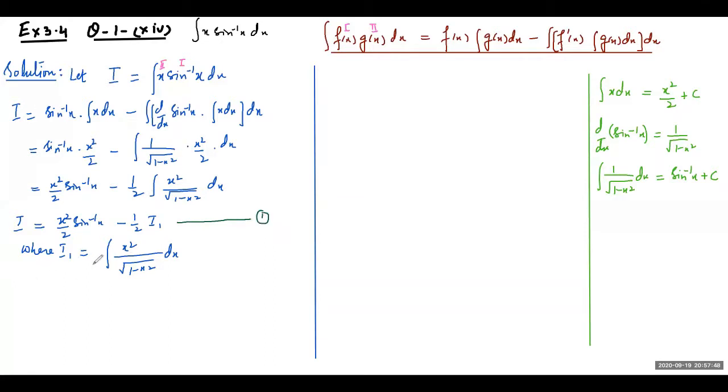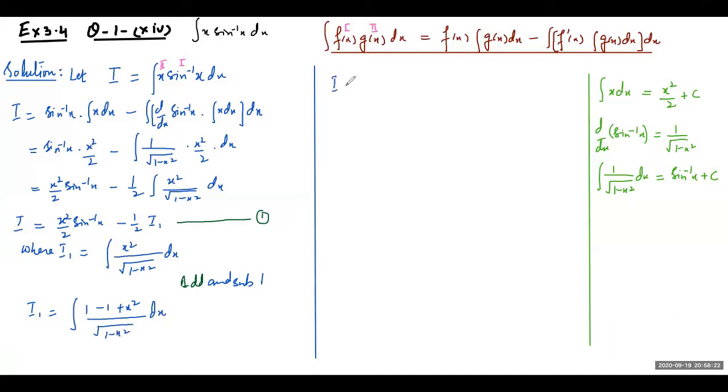Now we have to evaluate this integral. For that I'm going to add and subtract 1 to this numerator. So let's see, what do we get? We get I1 is equal to integral of 1 minus 1 plus x square divided by square root of 1 minus x square and dx.